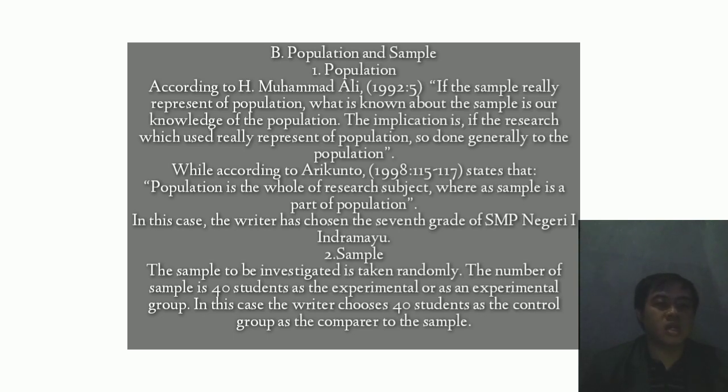In this case, the writer has chosen the 7th grade of SMP Negeri 1 Indramayu. Number 2, sample. The sample to be investigated is taken randomly. The number of samples is 40 students as the experimental group. In this case, the writer chose 40 students as the control group to compare with the sample.